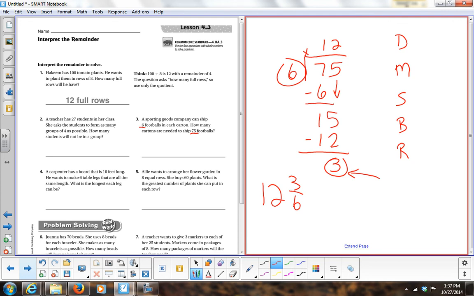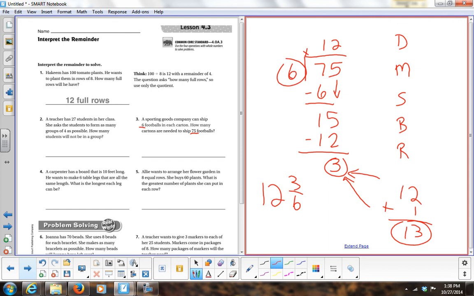Okay, but I have how many whole cartons? 12. Okay. I do have 12 whole cartons, but how many do I need to ship that many? Okay, I need to ship 13, right? Because I still need one whole carton to even just to ship the 3. So then my answer then is 13 cartons.